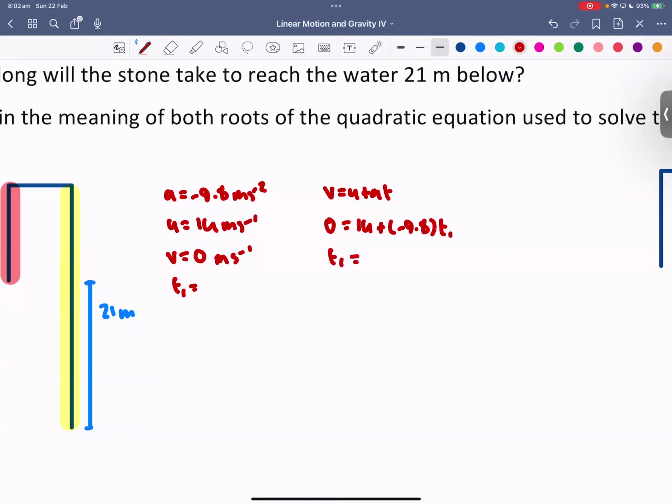Can someone tell me what T1 is? T1 is 14 divided by 9.8 because the 2 negatives cross out. What's 14 divided by 9.8? I'll take 3 decimals, please. 1.429. Thank you. T1 is 1.429 seconds. That is how long that took.